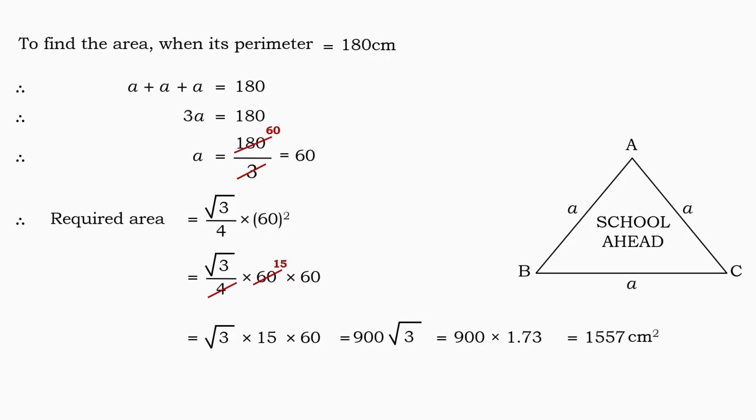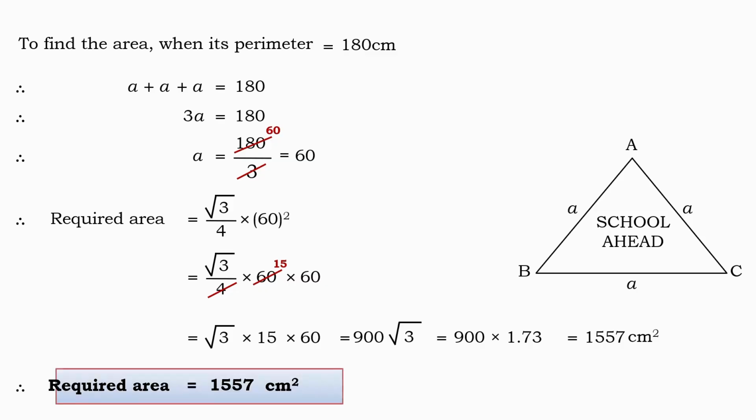So always remember, for area the unit is mandatory. So the area will always be square, so centimeter square. Okay. So the required area is 1557 centimeter square. So this is the area of the triangle.